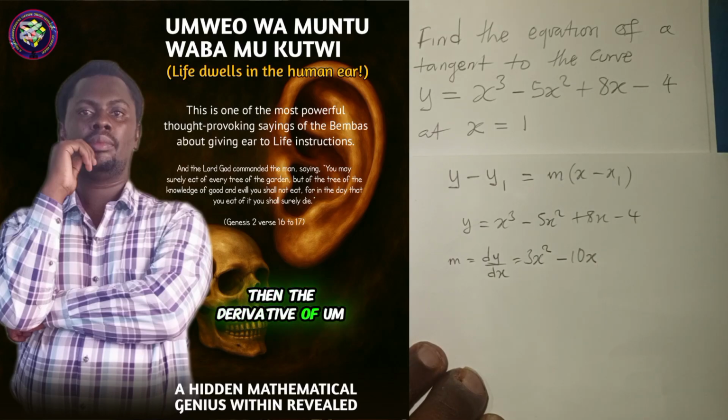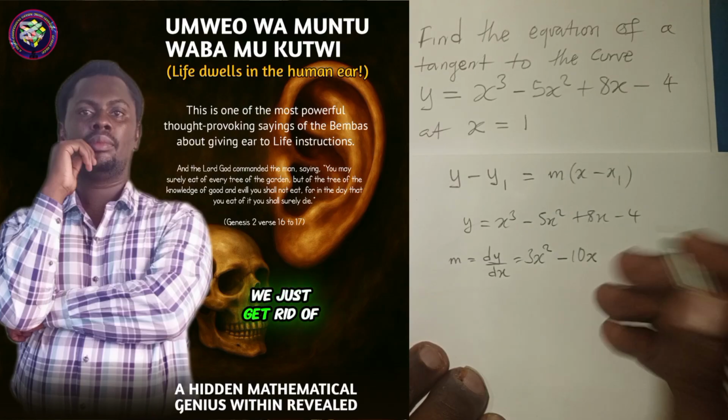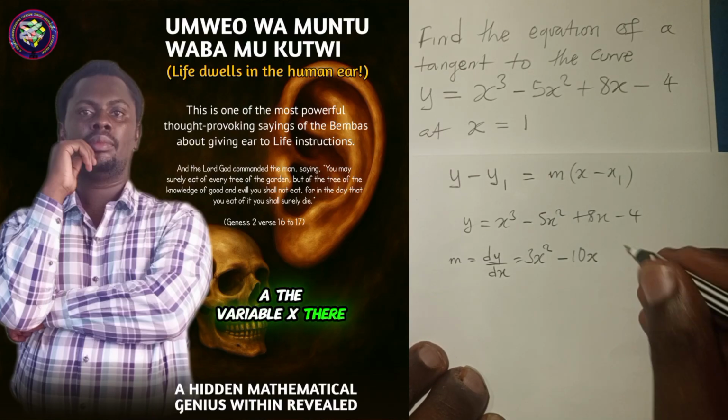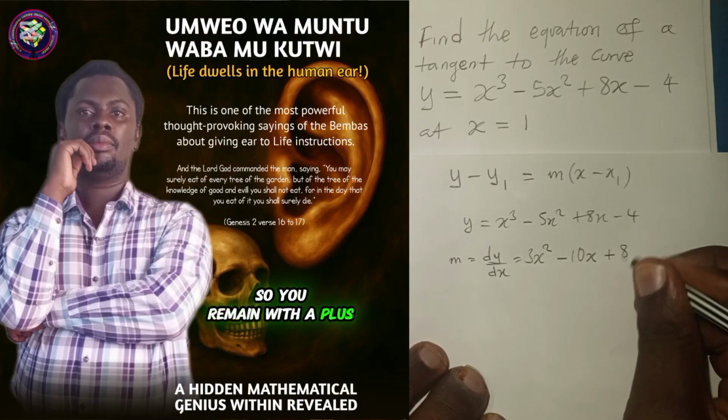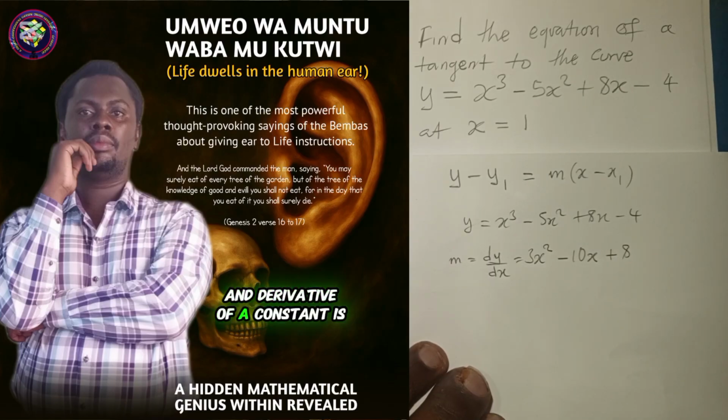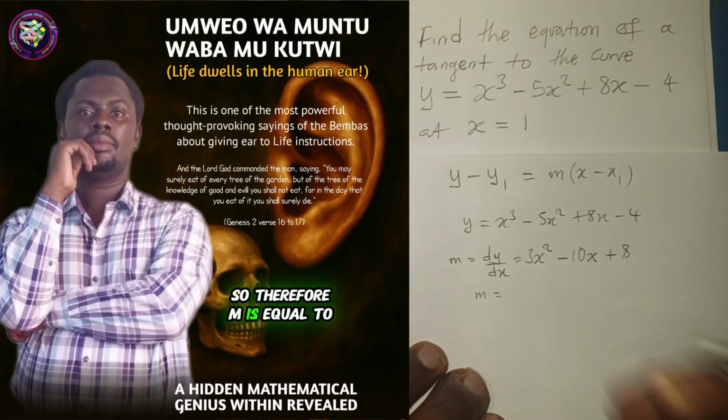Then the derivative of 8x is just 8. Okay, derivative of 8x, we just get rid of the variable x there, so we remain with plus 8. Then the derivative of a constant is just 0, so we just get rid of that minus 4. Okay, so this is the function for the gradient, and we are told that it is at x is equal to 1. So therefore m is equal to, where there is x we put a 1.